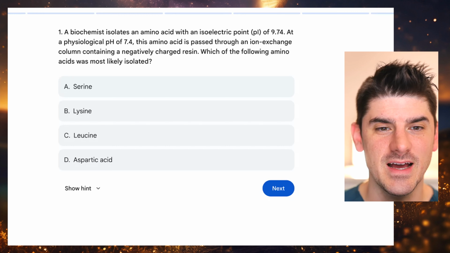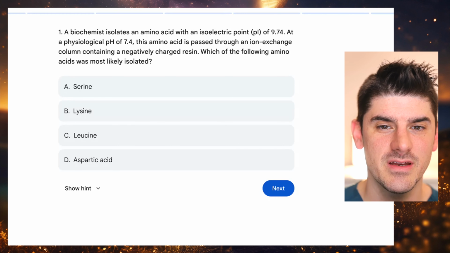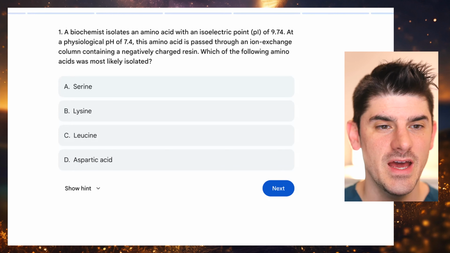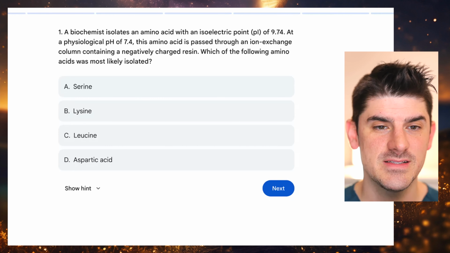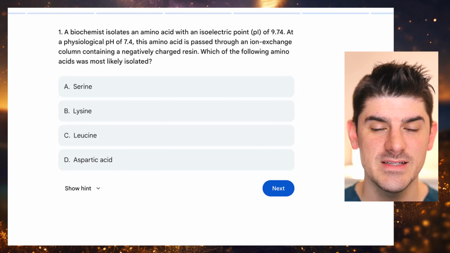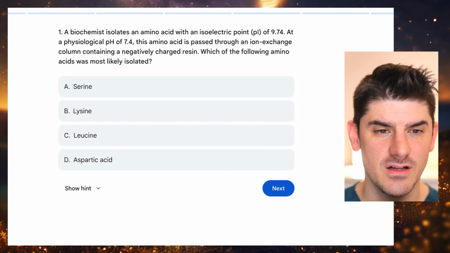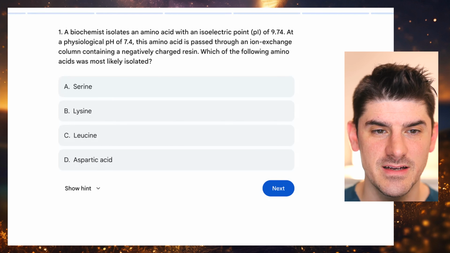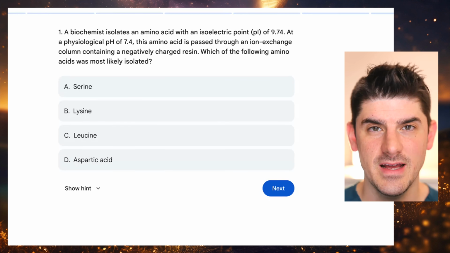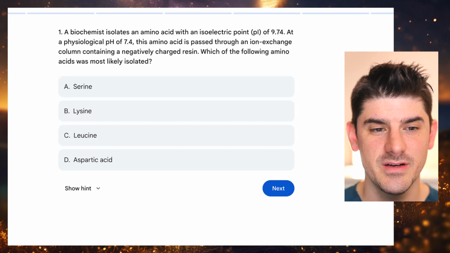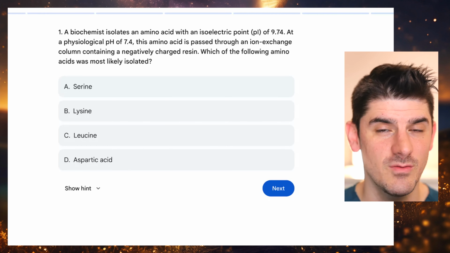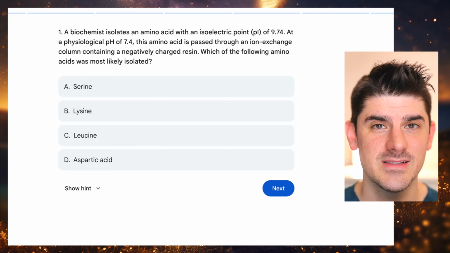A biochemist isolates an amino acid with an isoelectric point, a pI of 9.74, at a physiological pH of 7.4. This amino acid is passed through an ion exchange column containing a negatively charged resin. Which of the following amino acids was most likely isolated? All right. So in this answer set, we have options including serine, lysine, leucine, and aspartic acid. Hopefully the one that sticks out here is lysine.